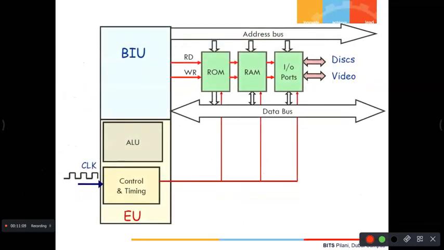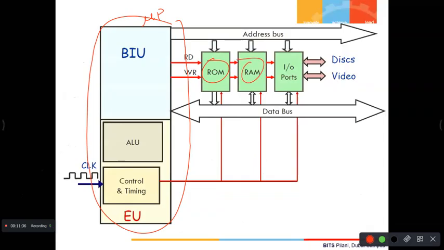How does a microprocessor look? You know what is there inside a microprocessor? See, this is your entire microcomputer system. This is what your computer is. See here, this unit is your microprocessor, and you are interfacing a ROM, a RAM, and also IO ports.